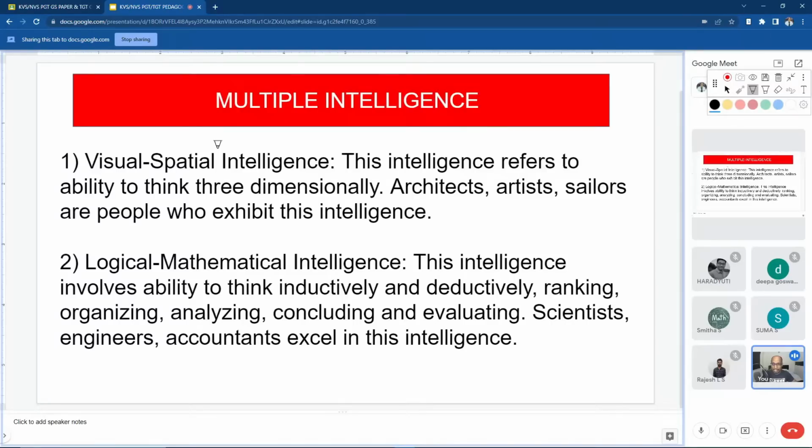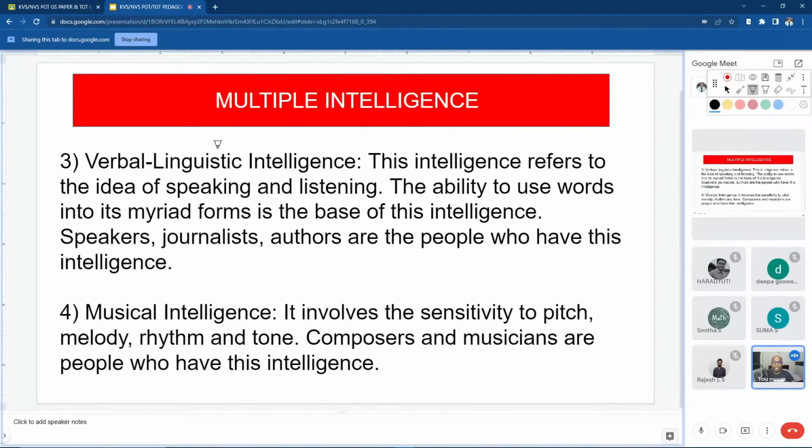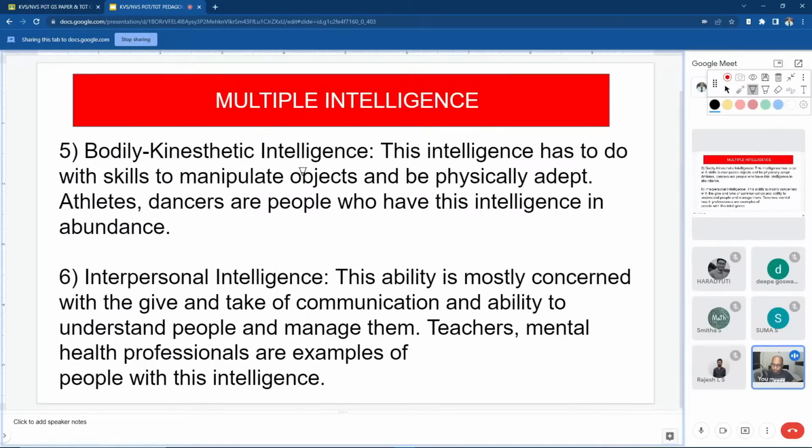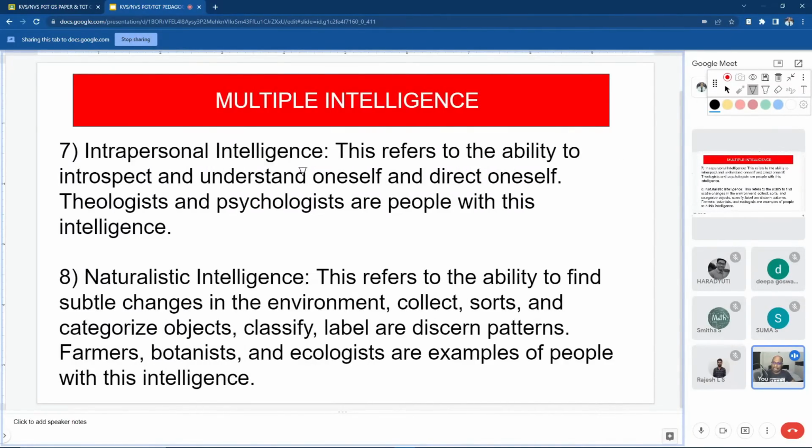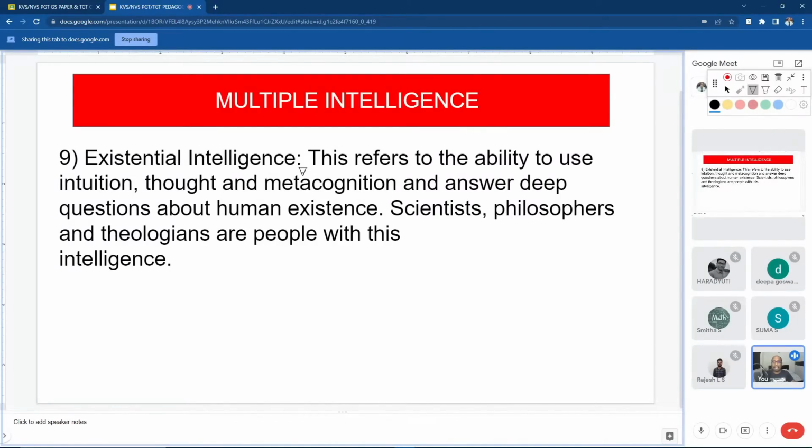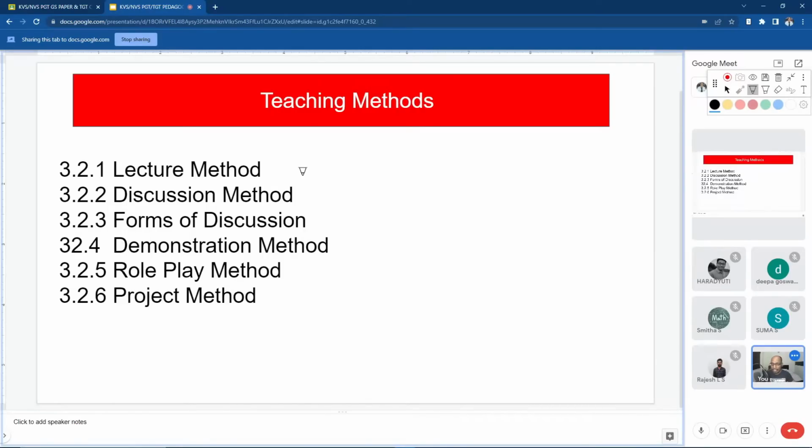Different intelligences: visual spatial intelligence, logical mathematical intelligence, verbal linguistic intelligence. Those who have verbal linguistic intelligence refers to the idea of speaking and listening, so they can become good speakers. Then musical intelligence, they can become good musicians. Bodily kinesthetic intelligence, so they will excel in the sports field. And interpersonal intelligence, intrapersonal intelligence, naturalistic intelligence, and existential intelligence. There are 9 types of intelligence. Yesterday we had a discussion.